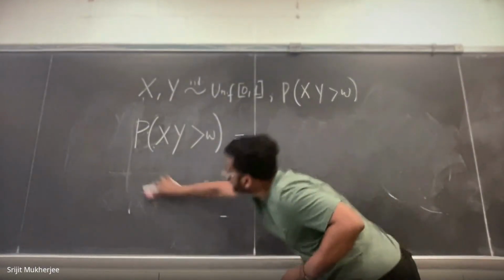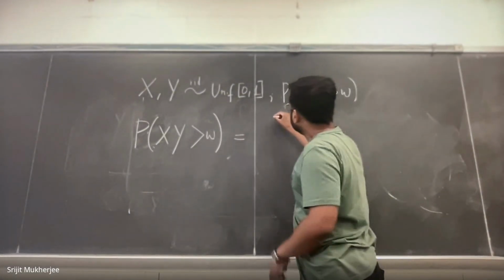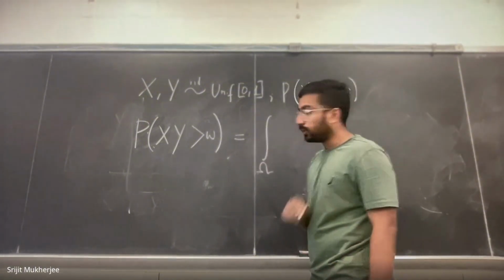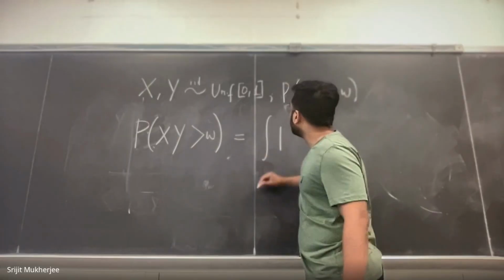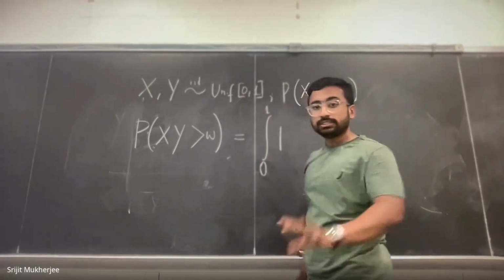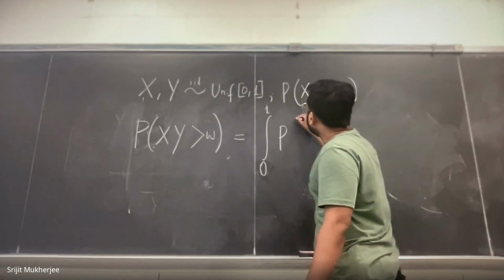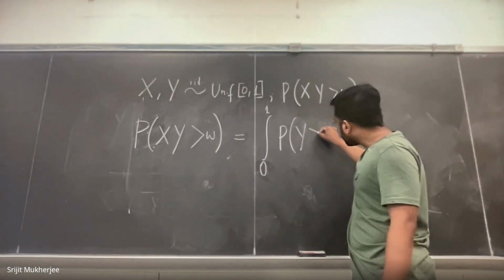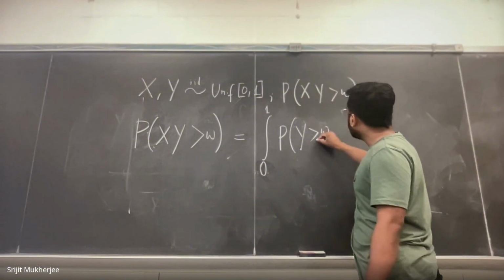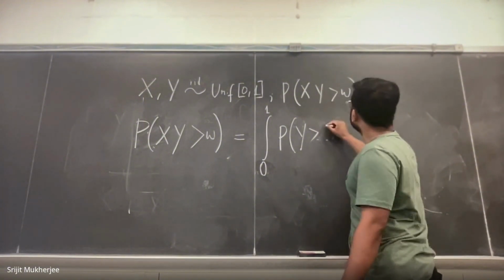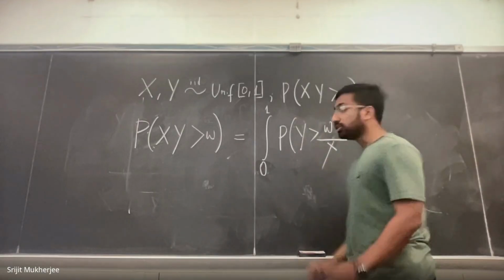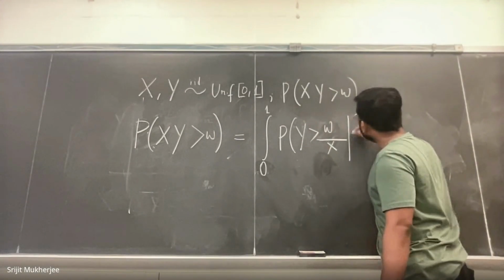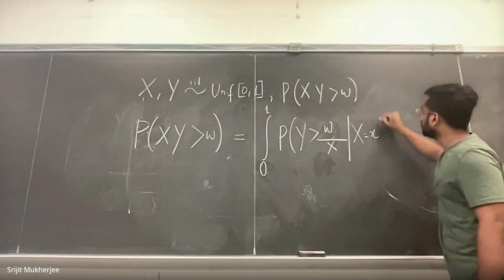So we can write this as integration. Integration over what? That's one important question. So usually people write, okay, 0, 1. We will say it's not true. So probability of y greater than w by x. Since x is a random variable, we have to condition over x. So we do given x is equal to small x.